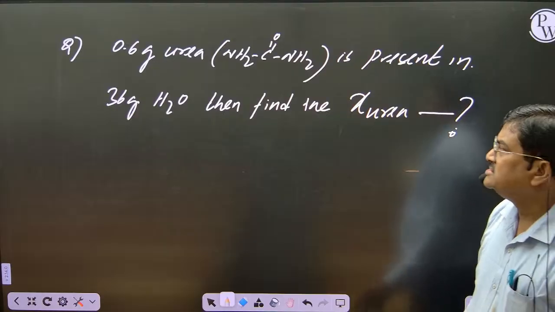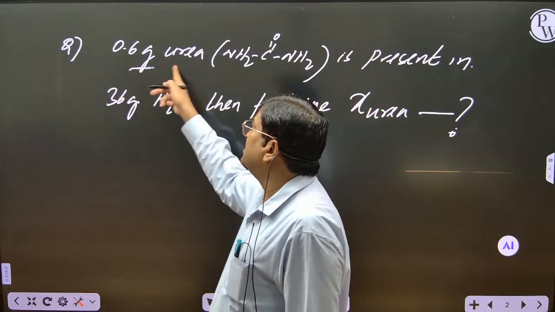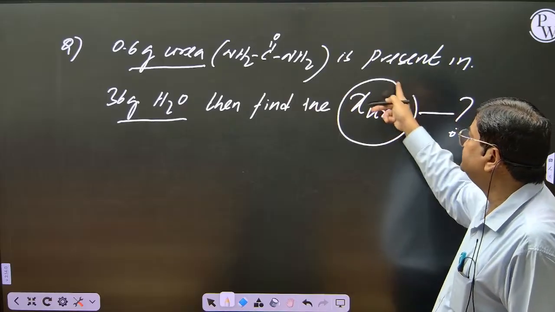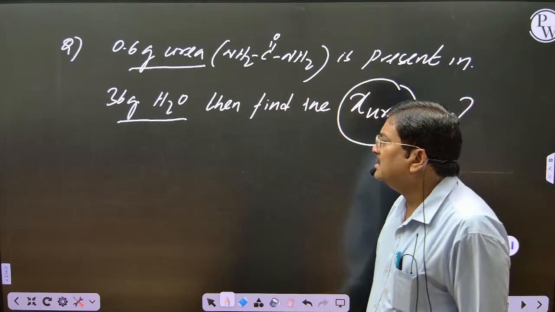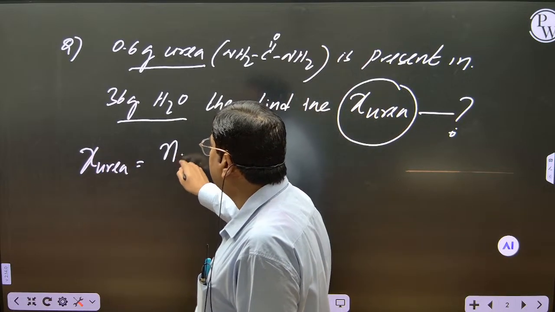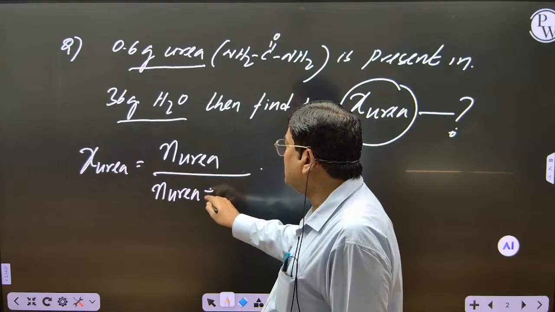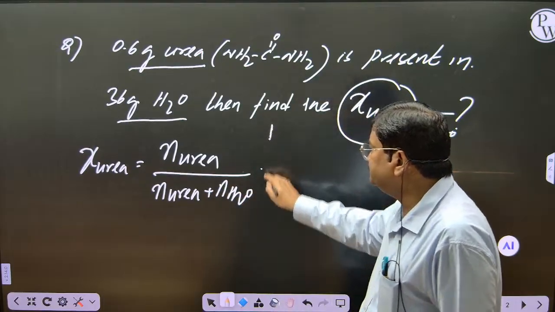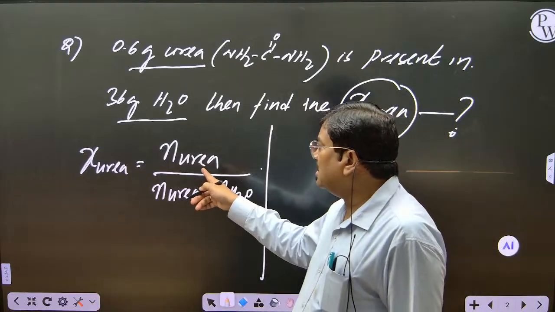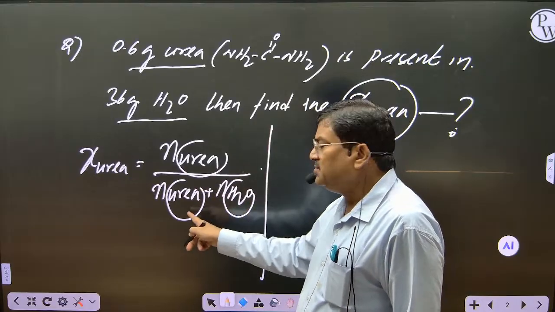Copy this question. Understood? 0.6 grams of urea is given to you, and this much urea is present in 36 grams of water. So what will be the mole fraction of urea? You have to find the mole fraction of urea. Now, what is the relation, student? Mole fraction of urea, to get that we have to consider number of moles of that particular urea by number of moles of urea plus number of moles of what? Water. Correct? Mole fraction, that only we learned, it is a ratio of moles of the component we want, that we take in the numerator. Denominator, sum of the moles of urea plus water.